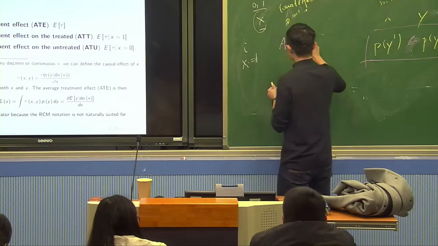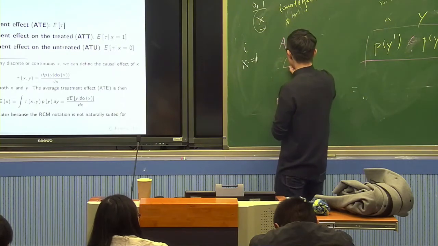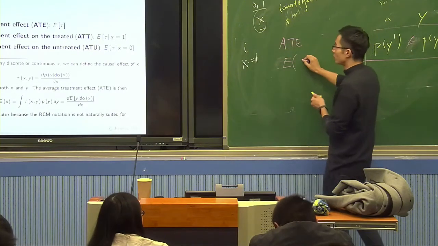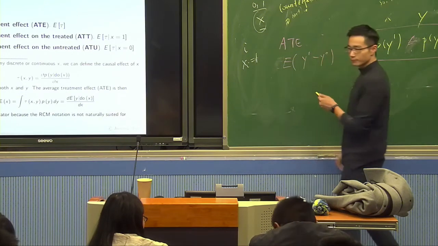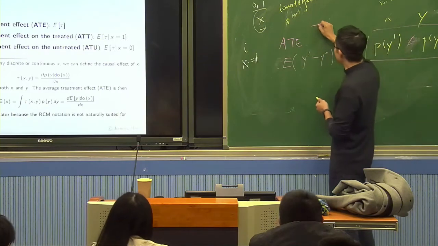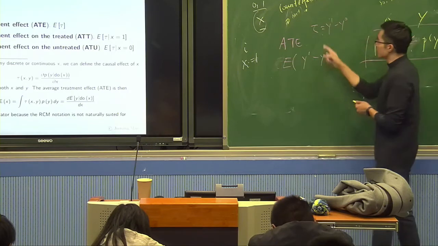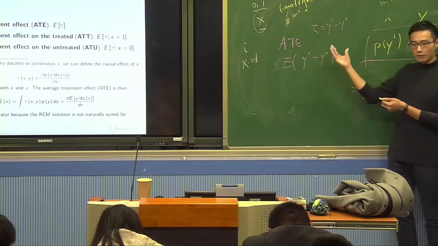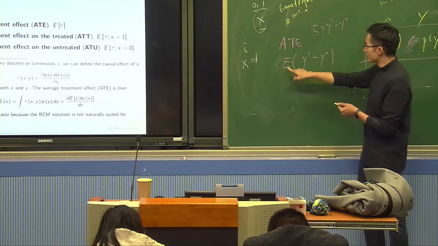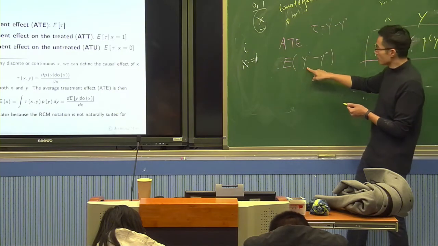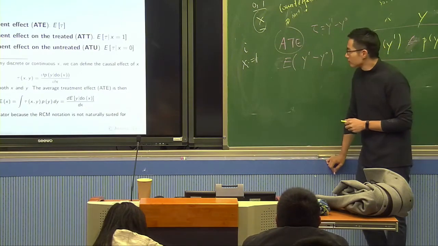So the ATE, the average causal effect, is simply defined as the expectation of y1 minus y0. Let me define tau equal to y1 minus y0. This tau has a distribution, right? Because it's a random variable. It's two potential outcome random variables. Now, if we calculate the expectation of this random variable, then that's the average causal effect, or average treatment effect, the ATE.